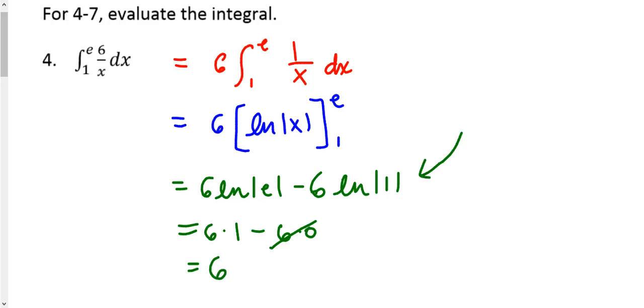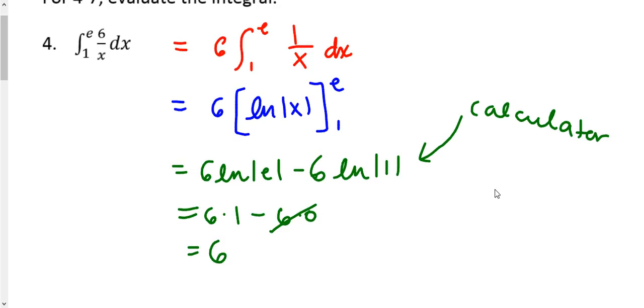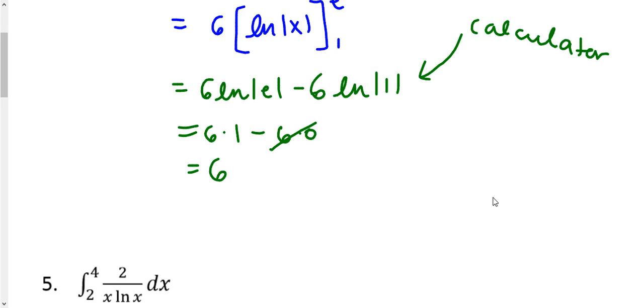When you get to this point, you can put this in your calculator. You'll get the same exact answer. But since I knew what ln of e and ln of 1 were, I just went ahead and did that without getting out my calculator. But you'll get the same thing, and you will have a calculator on the quiz.